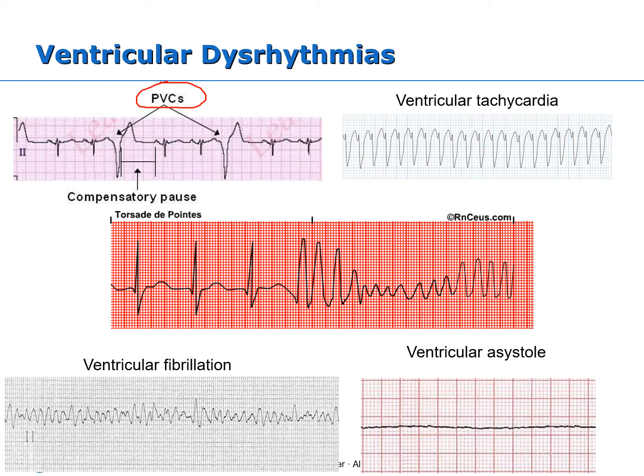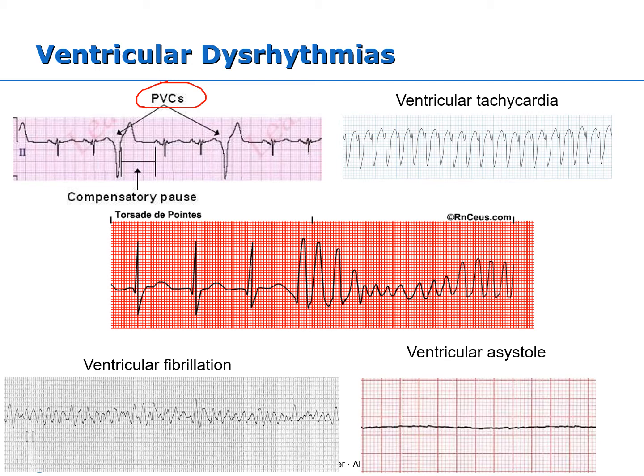PVCs can be singular. They can also have bigeminy or trigeminy or even quadrigeminy, and that just means that instead of having one PVC, they have multiple PVCs together. So bi would be 2, tri 3, quad is 4. They can be asymptomatic. They can also complain of it feeling like their heart is skipping a beat, and the treatment is just to treat the underlying cause.